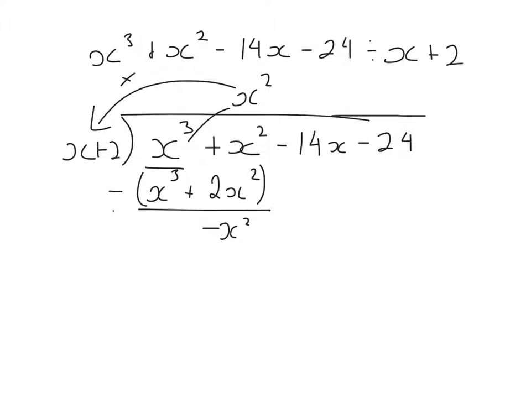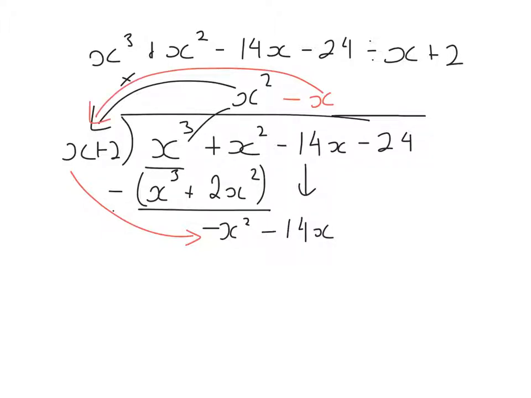All right, now I'm going to drop this 14, or negative 14x, down, so I'm working with 2 terms there. And now I'm going to take my lead term and again divide it by x. So x squared divided by x produces negative x, because it was negative x squared divided by x. And then I'm going to again multiply by both of those and write the answers underneath. So it becomes negative x squared, take away 2x.